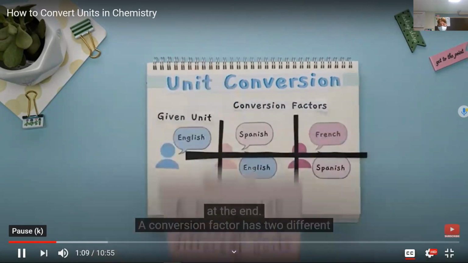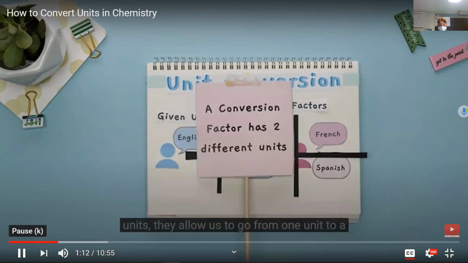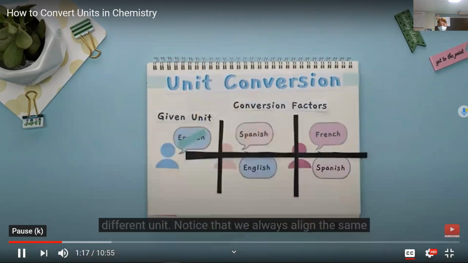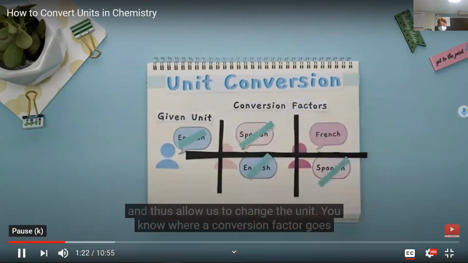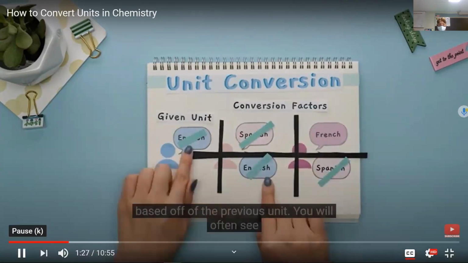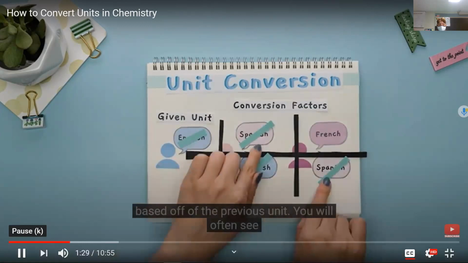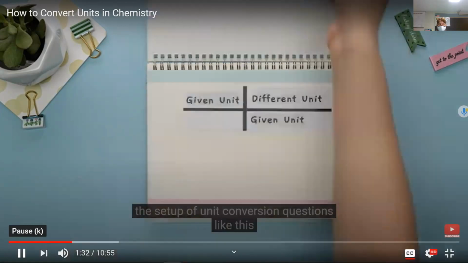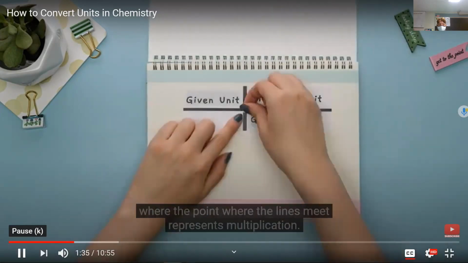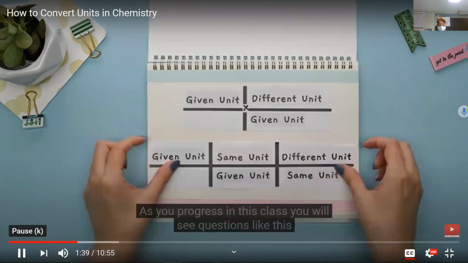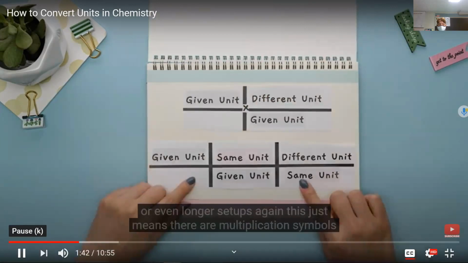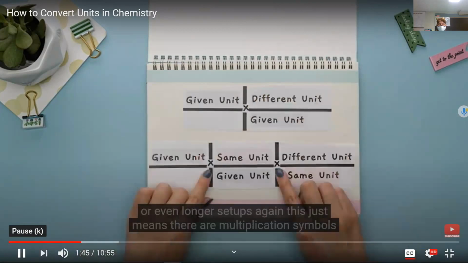A conversion factor has two different units. They allow us to go from one unit to a different unit. Notice that we always align the same units across from each other so they can cancel out, and thus allow us to change the unit. You know where a conversion factor goes based off of the previous unit. You will often see the setup of unit conversion questions like this, where the point where the lines meet represents multiplication. As you progress in this class, you will see questions like this or even longer setups. Again, this just means there are multiplication symbols here.